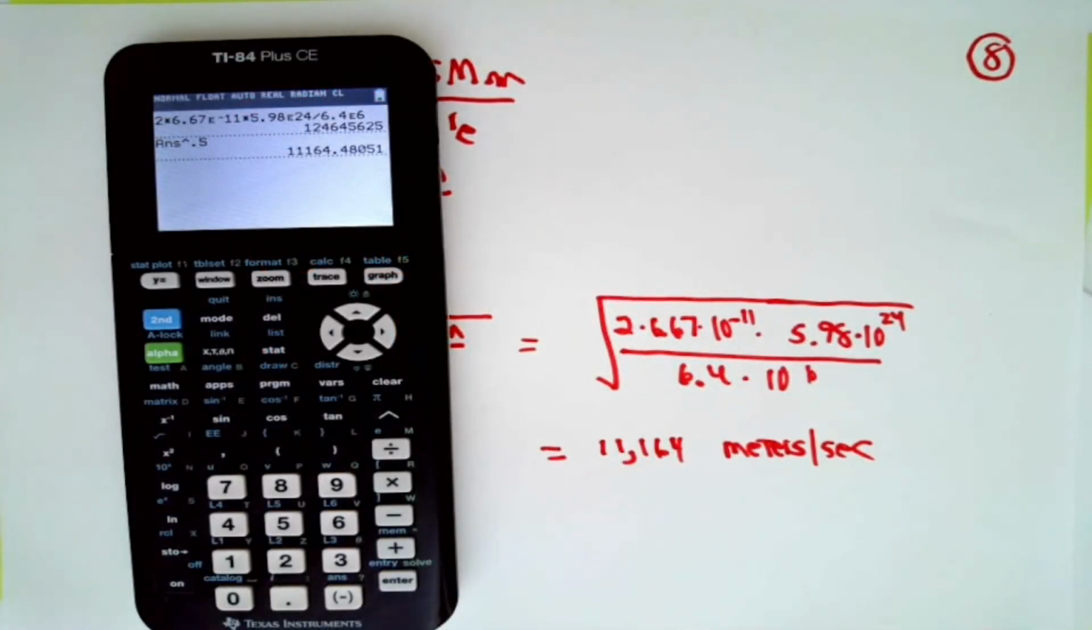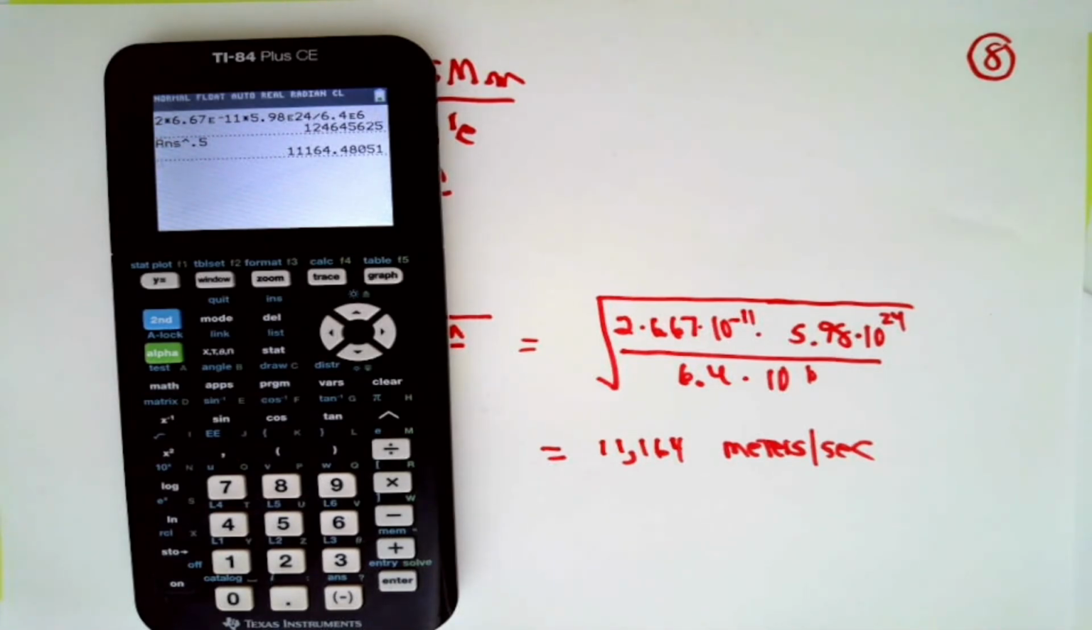This number is about 11,164 meters per second. I haven't bothered writing all the other digits down because my constants were all given only to 2 or 3 significant figures anyway. This is in somewhat unfamiliar units. There are about 1,609 meters in a mile, so every meter is 1 over 1,609 of a mile. There's 3,600 seconds in an hour, so each second is 1 over 3,600th of an hour.